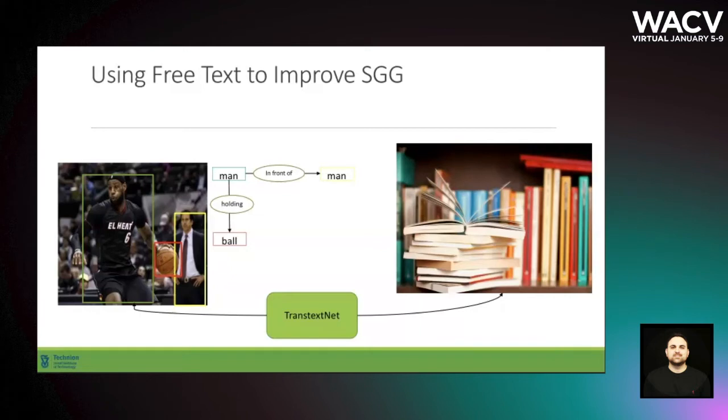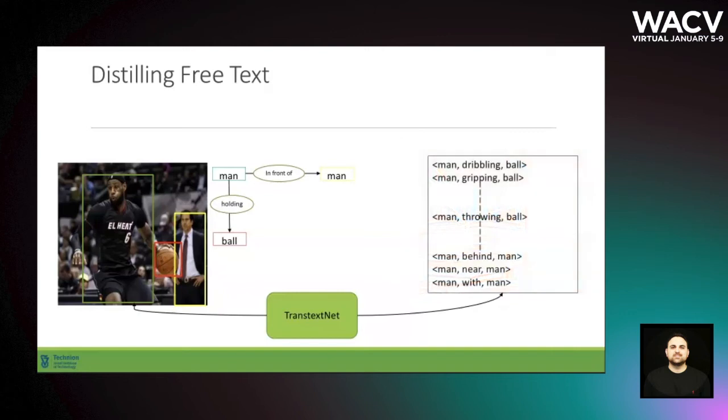TranstextNet bridges current scene graph generation architectures with free text to achieve better recognition of relationships and enable recognition of unseen relationships. In order to extract meaningful information from the text, we need to distill it. To do so, we use a scene graph parser. This parser takes a sentence as an input and outputs all the possible subject-relationship-object triplets.